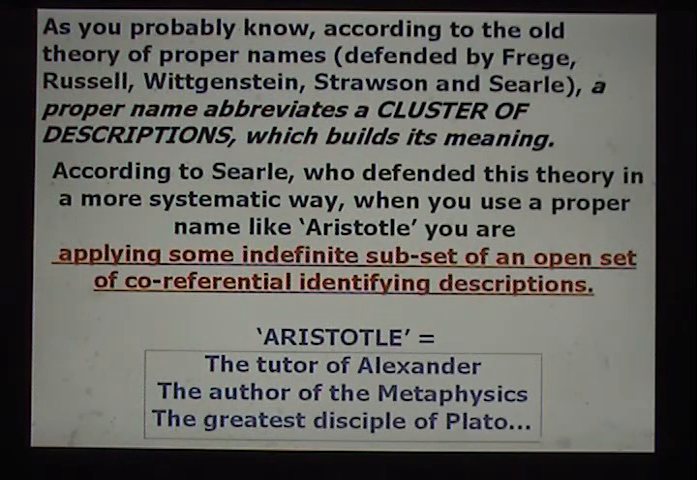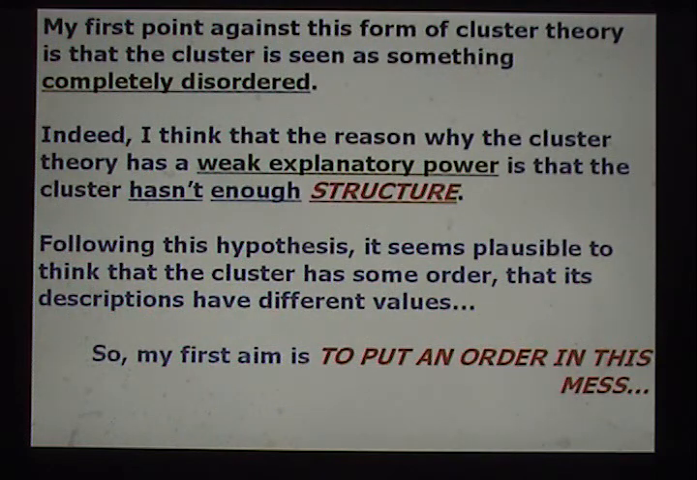Aristotle, for example, is abbreviating the tutor of Alexander, the author of the Metaphysics, the greatest disciple of Plato, and so on. My first point against this form of cluster theory is that the cluster seems completely disordered. Indeed, I think that the reason why the cluster theory has a weak explanatory power is that the cluster hasn't enough structure. Following this hypothesis, it seems plausible to think that the cluster has some order, that its descriptions have different values. So my first aim is to put an order in this mess.